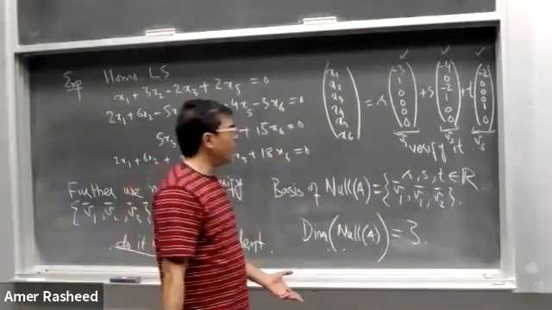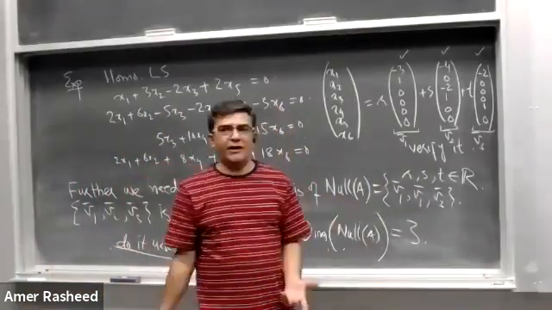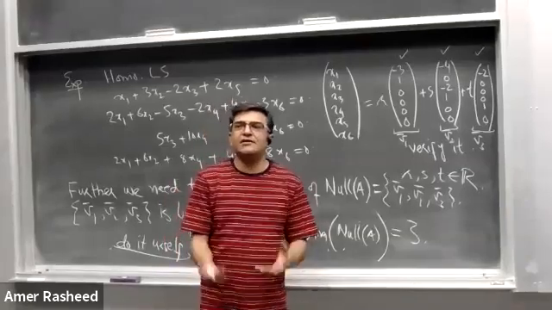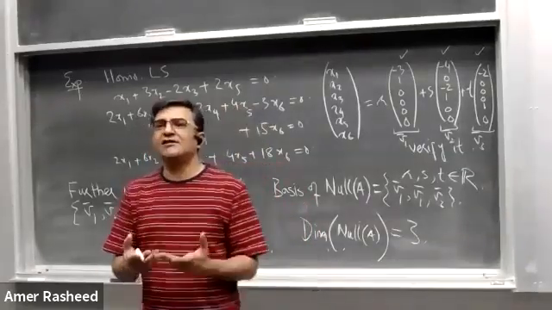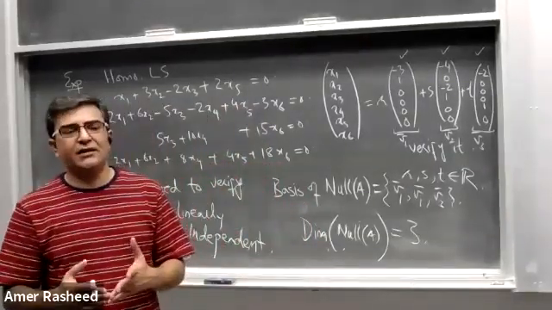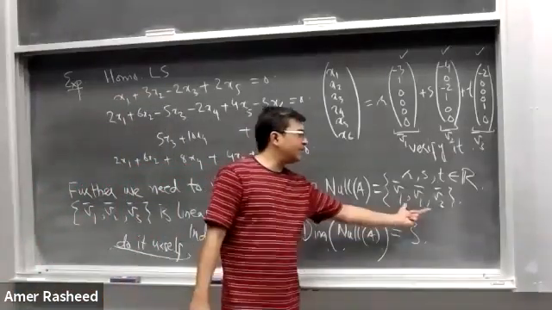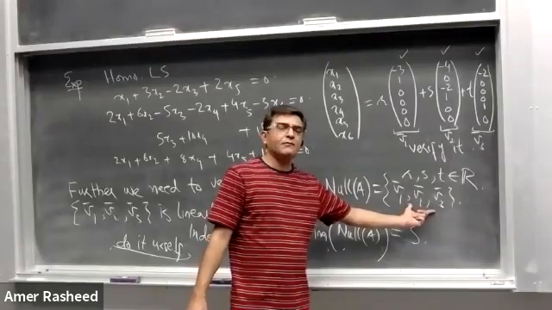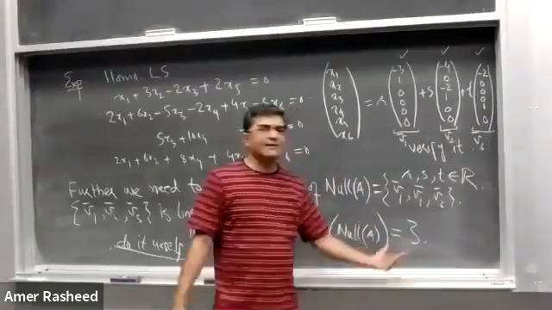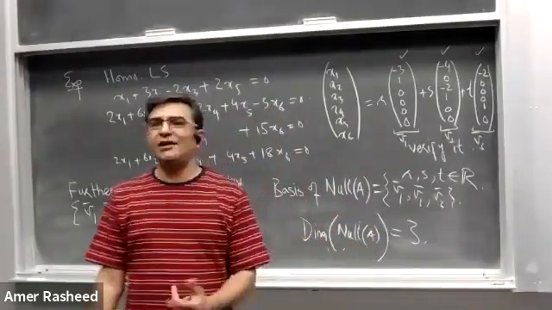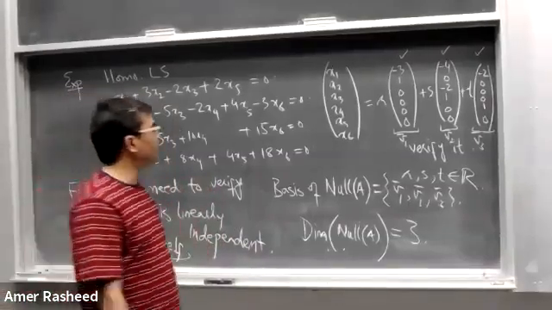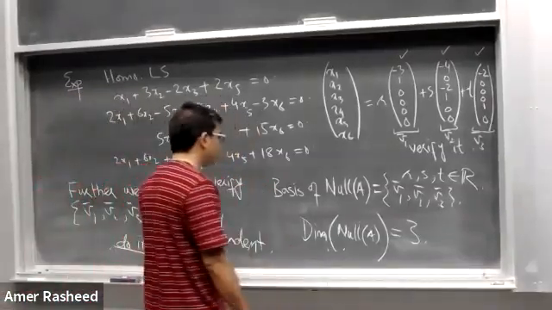Now, the dimension of the null space, or of any vector space, not only null space, is the number of elements in the basis set of that space. So how many elements are there? 3 elements. So the dimension of null space is 3. This is how we compute the null space.